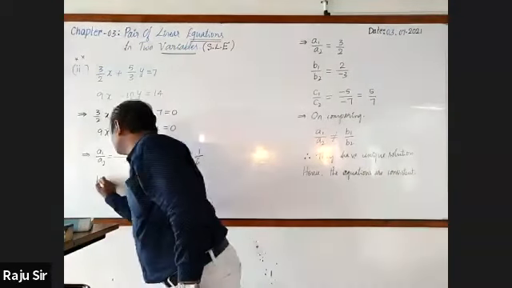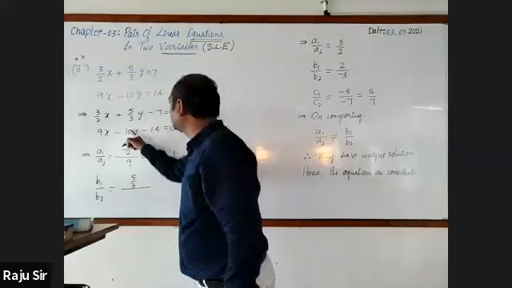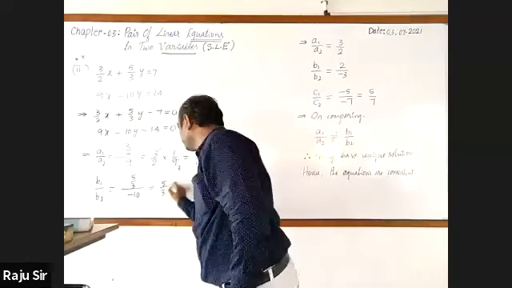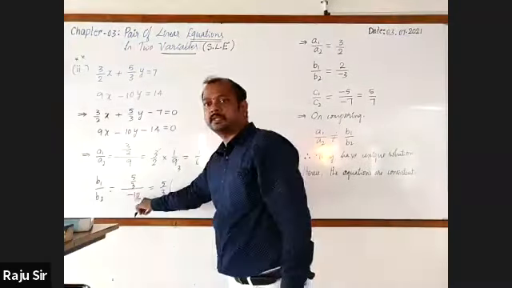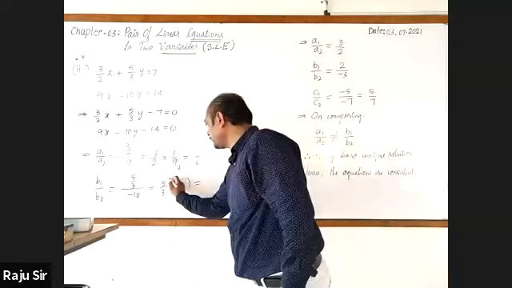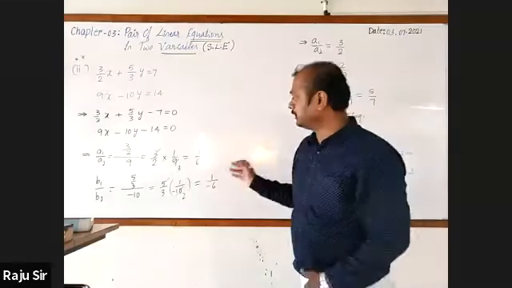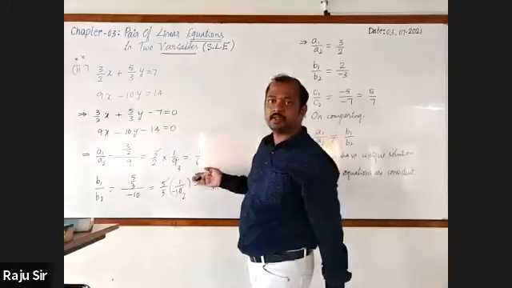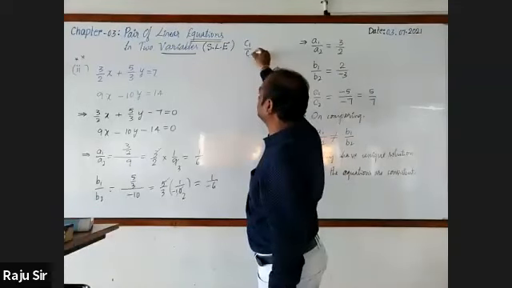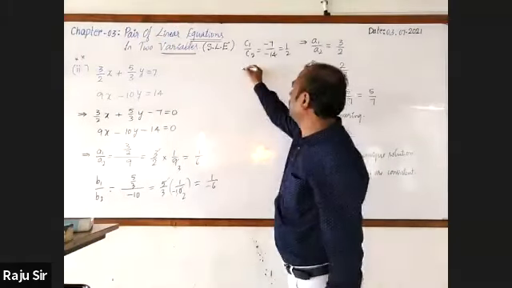Next, B1 by B2, where B1 is 5 by 3 and B2 is minus 10. Take the reciprocal of the denominator, 1 by minus 10. You may cancel it, it is 1 by minus 6, or minus 1 by 6. They are not equal. To find the ratio C1 by C2, this is minus 7 by minus 14, which is 1 by 2. Now you may compare.